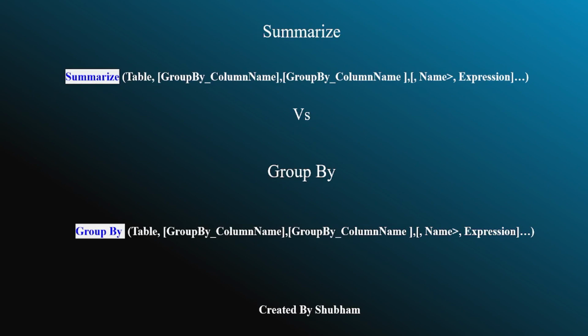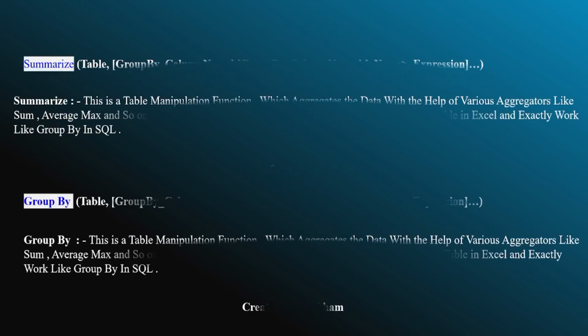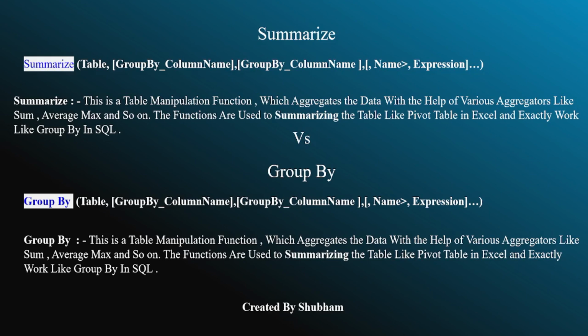So firstly, let's understand the definition. SUMMARIZE and GROUP BY are both table manipulation functions which return a table. They aggregate the data with the help of various aggregators like sum, average, max and so on. These functions are used for summarizing a table, like a pivot table in Excel and exactly like GROUP BY in SQL, and the parameters are also the same. Now let's understand the practical of SUMMARIZE versus GROUP BY, and then we will talk about the differences. So let's move to the Power BI Desktop screen.